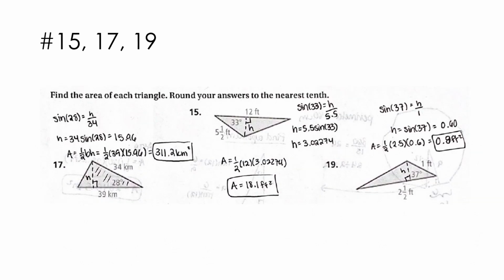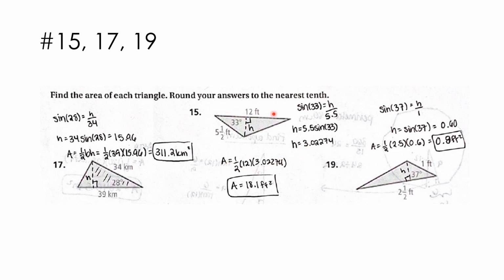All right, so on numbers 15 through 19, the odds that we did, on number 15, you should have drawn in your height here, and I'm going to represent this with 5.5. So if I want to find the height, I'm going to look at this triangle here. I'm going to use the sine of 33 equals opposite h over hypotenuse 5.5. Multiply both sides by 5.5, and I get that my height is 3.02274.